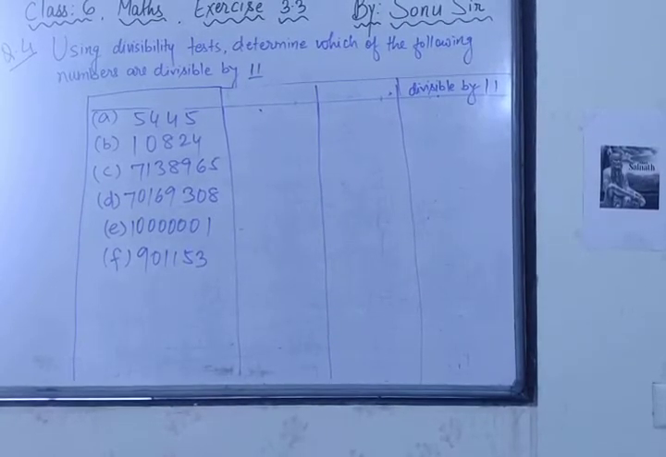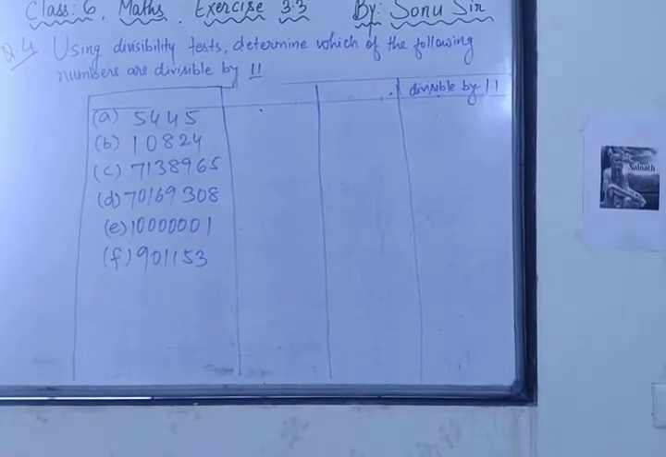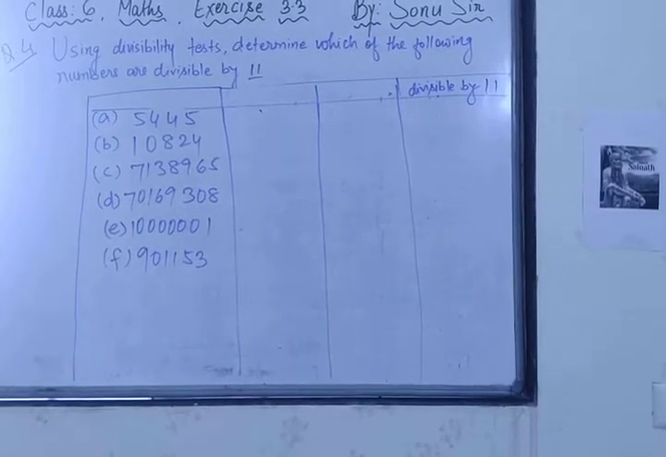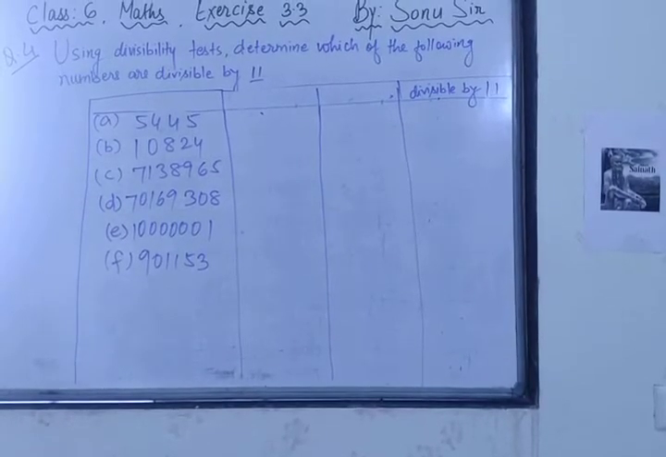So remember, dear students, whenever anybody asks you what is the divisibility rule of 11, you have to just say that the difference between the sum of digits at odd places from the right side and the sum of digits at even places from the right side of the number is either 0 or divisible by 11.